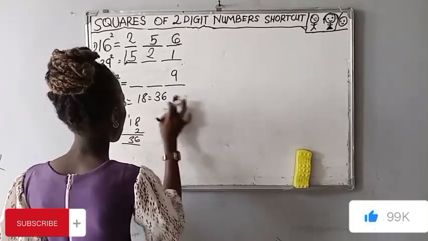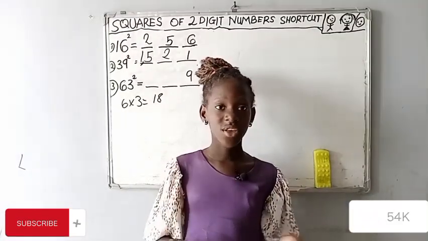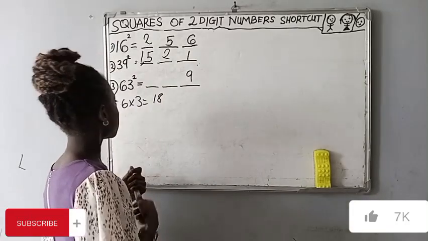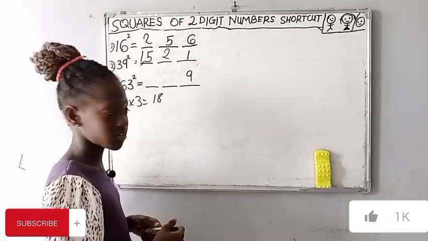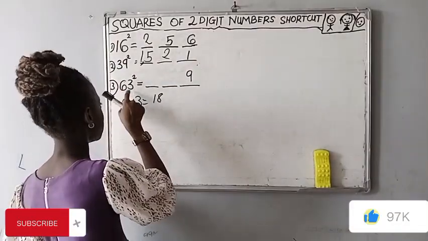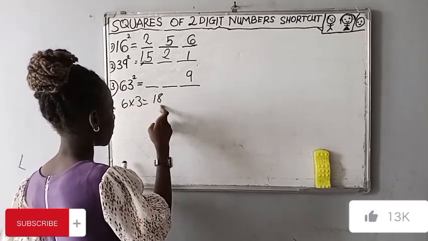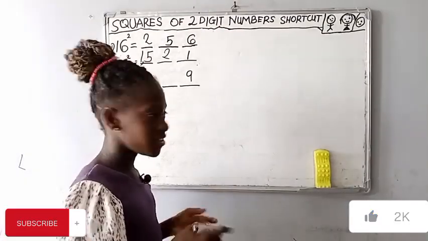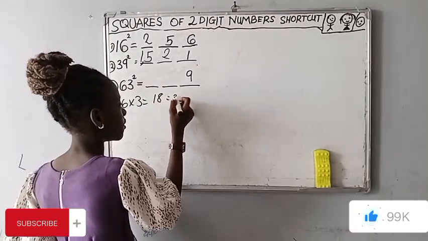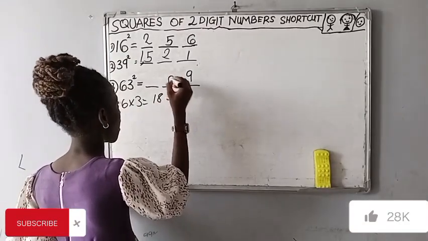Or maybe let's use the abacus. Now let's continue. First, let's go back to the second step. The second step is 6 times 3, and 6 times 3 is 18. The double of 18 is 36. Then write 6 and carry over 3.